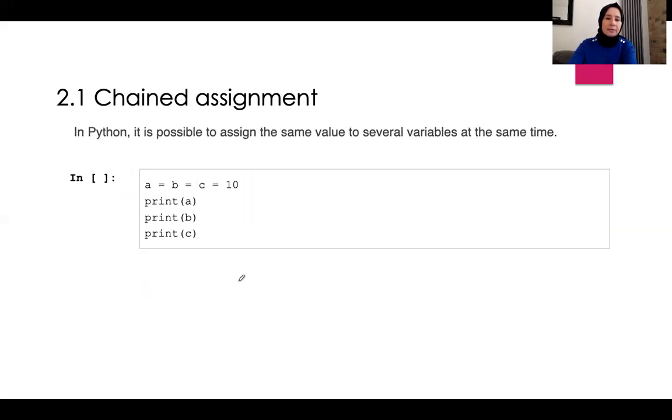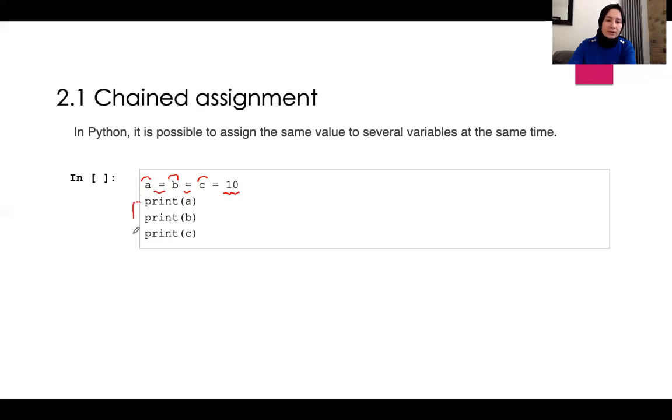Let's look at how we can make a chained assignment. In Python, it is possible to assign the same value to several variables at the same time. So let's look at this example. We have different variable names here: one of them is A, another is B, and the other is C. We would like to assign the same value to all of them. This is how we can do this. In just one single line, you put all your variable names with an equal sign between them, and at the end you enter the value that you want to assign to these variables.